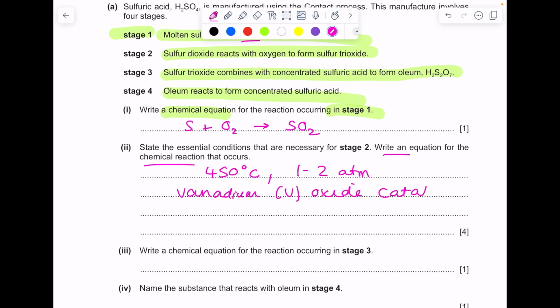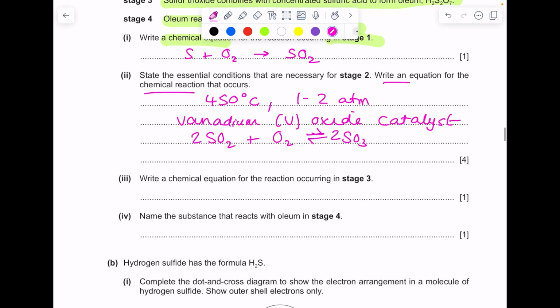And now we need that chemical reaction. So we're being told it's sulfur dioxide reacting with oxygen to form sulfur trioxide. It's a reversible reaction. And then make sure it's balanced. You need a 2 here and a 2 here to make sure you have 2 sulfurs on the left and right side and 6 oxygens.